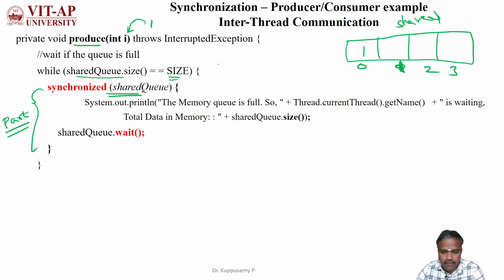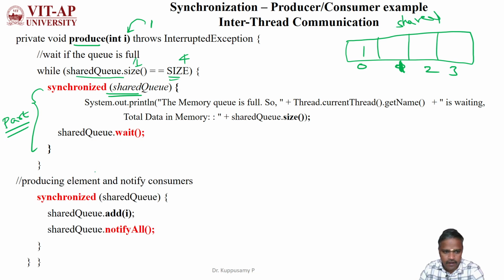The number of elements in the shared queue is now 1. The total size of the memory is 4, so is 1 equal to 4? That is false. If it is false, then you look at that we are adding the data, we are adding the 1 into the data structure. The data structure name is shared queue, right? We added the 1 into the data structure.